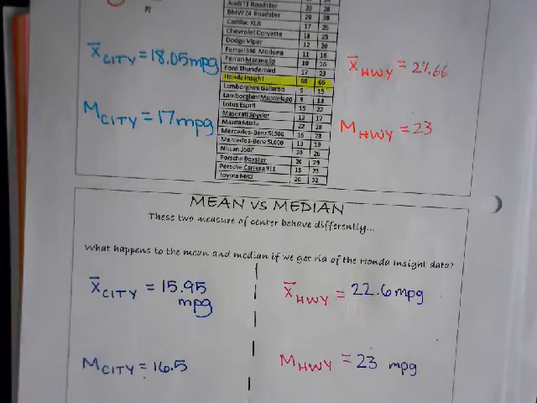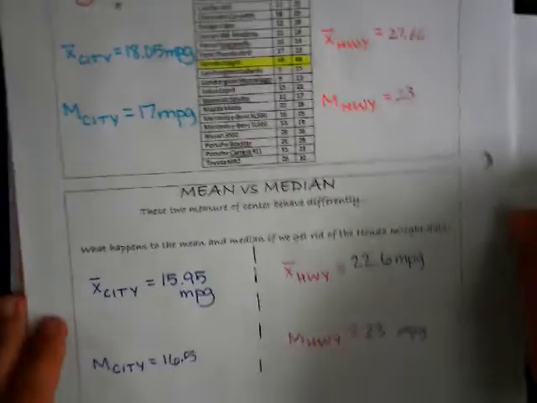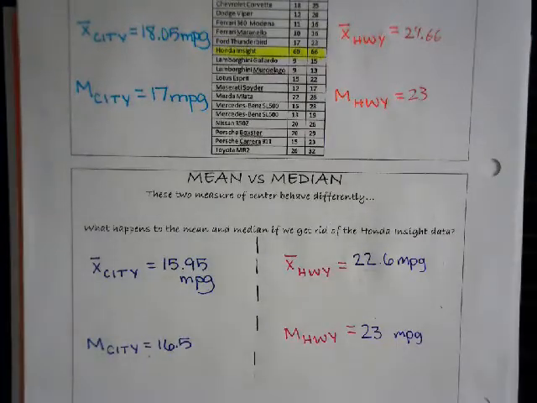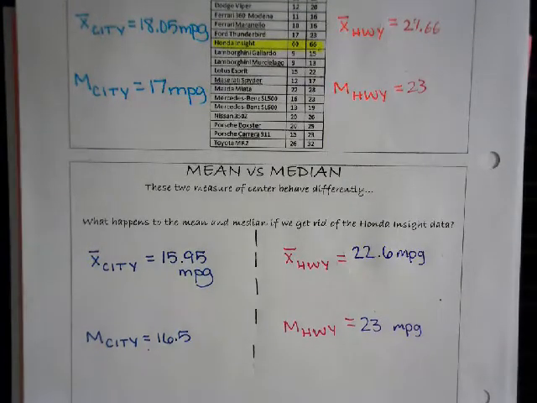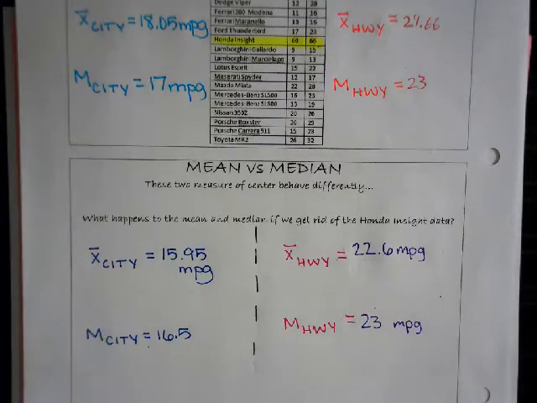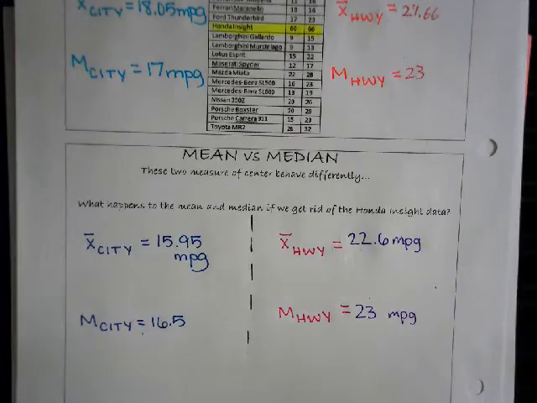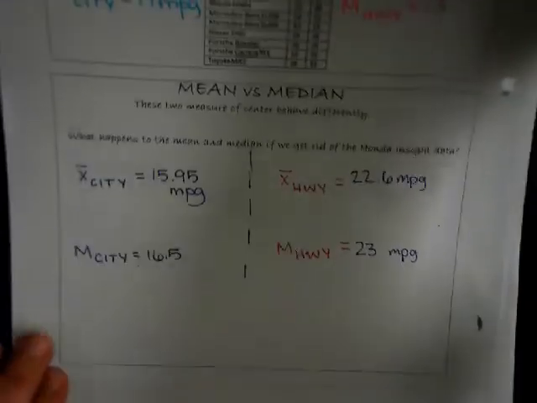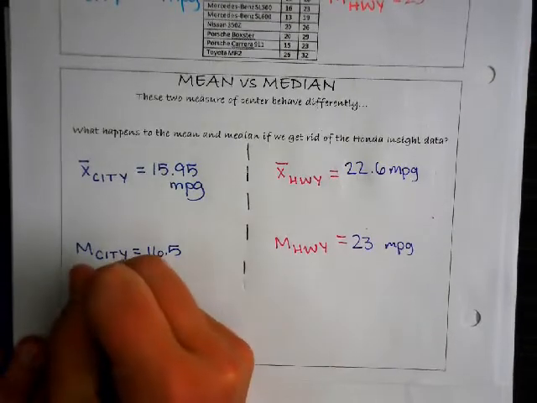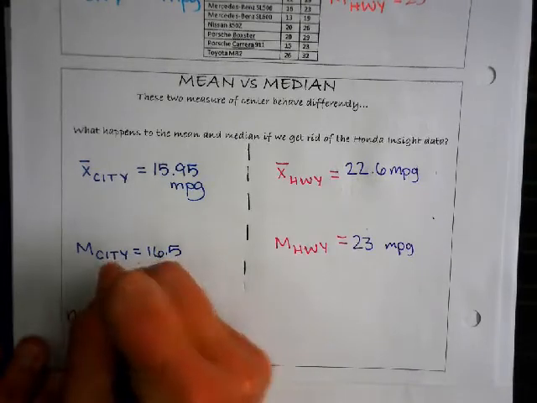So new average 22.6, new median 23. Which one changed more? The average. So this shows us an important characteristic difference between the mean and the median. The mean is what we would say is non-resistant to outliers, meaning that outliers really affect our average.